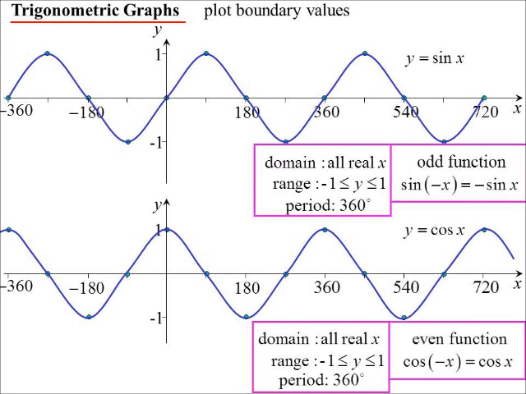It's actually an even function. It's got line symmetry. I could fold that graph on top of itself. So that means the cosine of negative x will always equal the cosine of x. Again, could be a handy relationship to know.